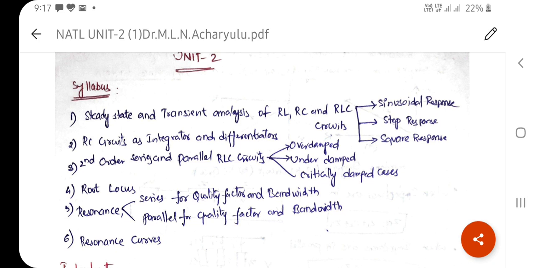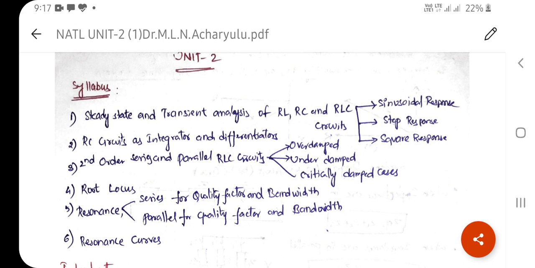Electronics and Communication Engineering, St. Peter's Engineering College, Hyderabad. I would like to give a lecture about Unit Number 2, RL, RC, and RLC circuits, which covers the points as per the JNTUH syllabus for the second year first semester Network Analysis and Transmission Lines subject.